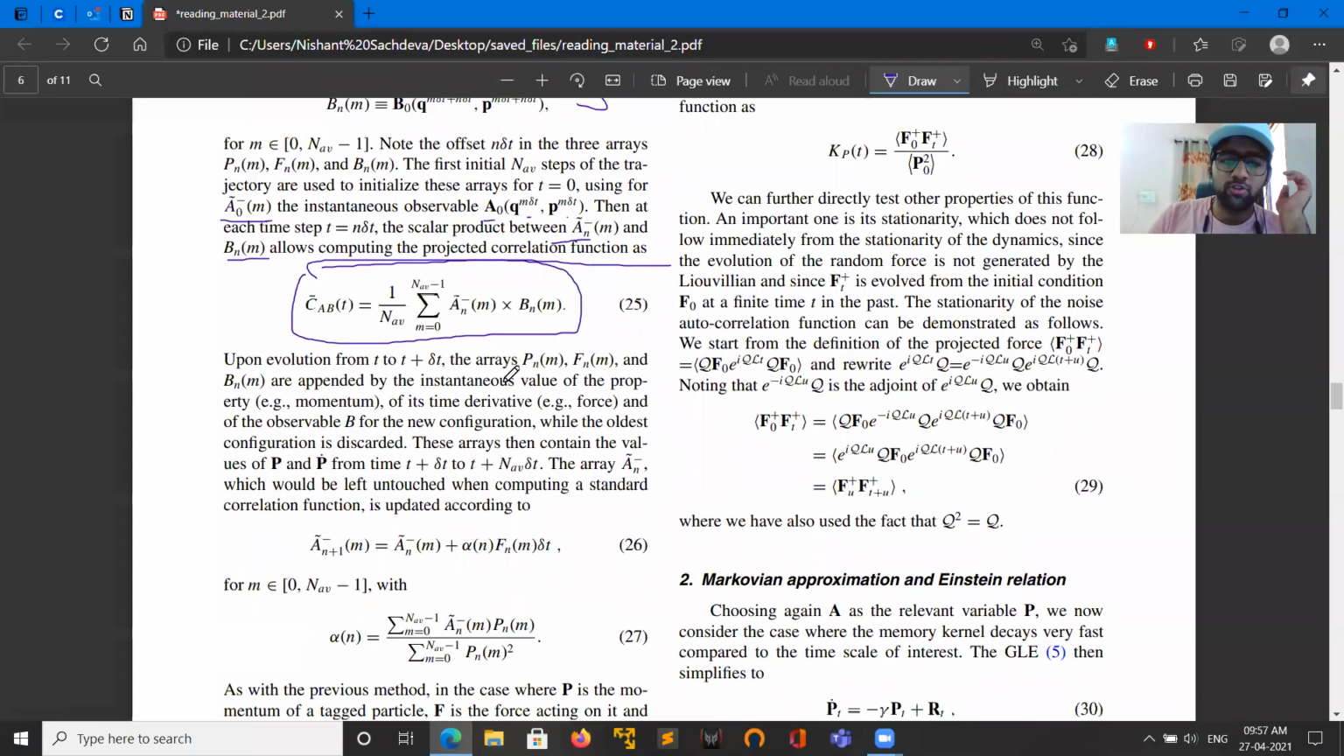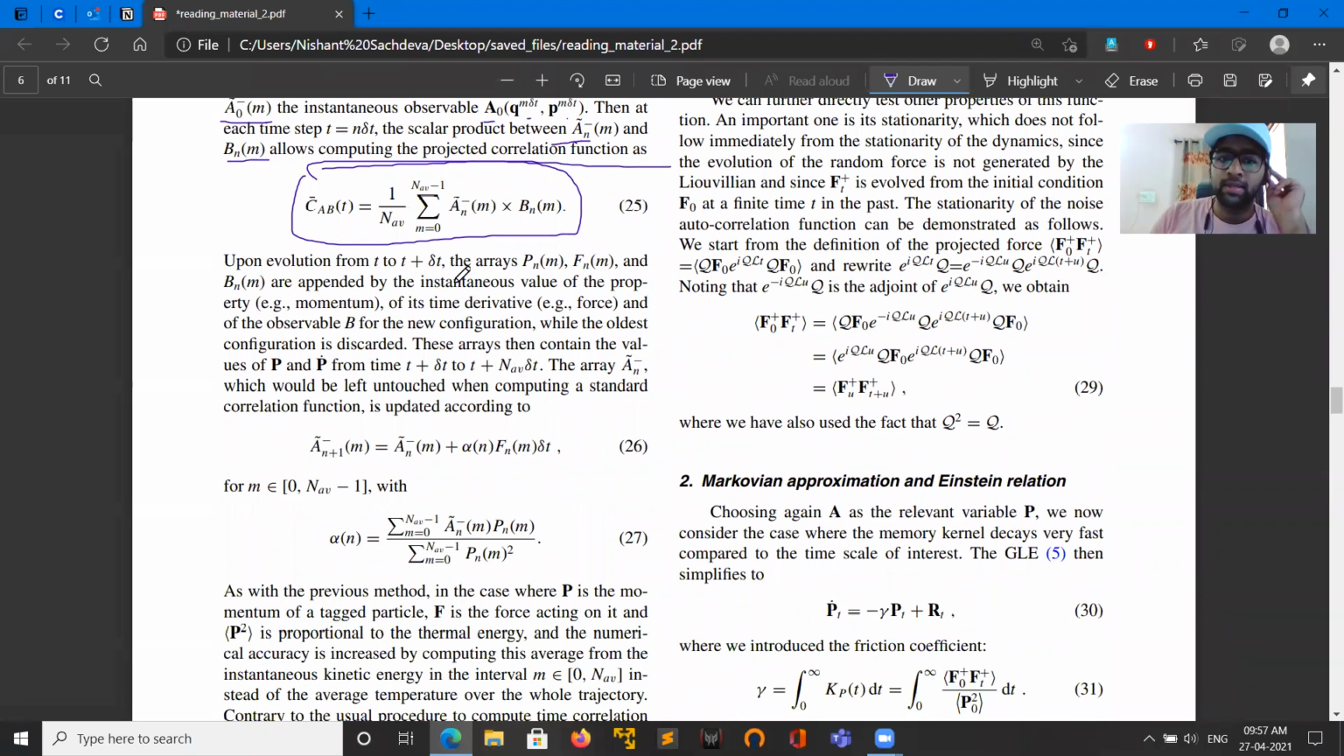Now, upon evolution from t to t plus delta t, the arrays P_n of m, F_n of m, and B_n of m are appended by the instantaneous value of the property. Whatever property we chose is going to be appended to the arrays at every time step, along with its time derivative and the observable B for the new configuration. So P, F, and B are continuously appended with the updated values, which we are calculating on the fly. Meanwhile the oldest configuration is discarded. These arrays then contain the values from time t plus delta t to t plus N average delta t. So the oldest ones are discarded continuously.